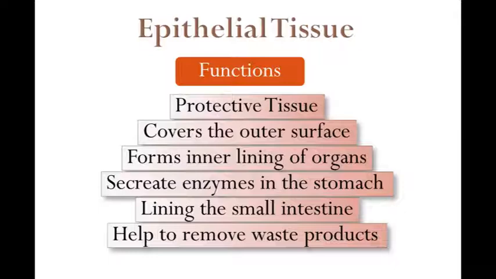Next, columnar epithelium. In surface view, the length of the cell of columnar epithelium appears much more than their width. The cells are placed side by side like columns. The nucleus is present towards the base of the cell.